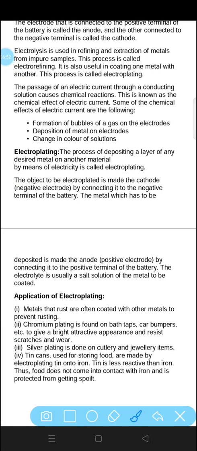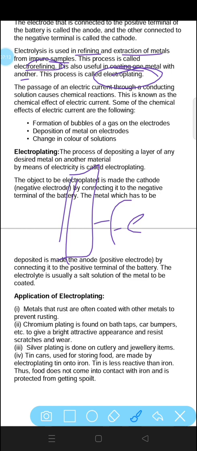Now, electrolysis is used in refining and extraction of metals from impure samples. This process is called electrorefining. It is also useful in coating one metal with another. This is called electroplating. If you want to coat any metal, just suppose this one is iron metal, and we want to coat it with zinc metal, this will be called electroplating.